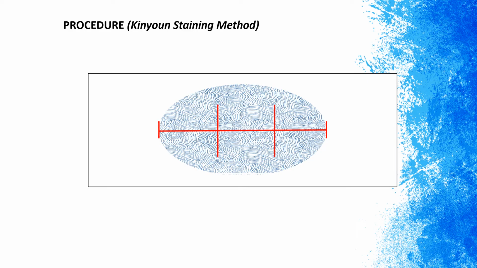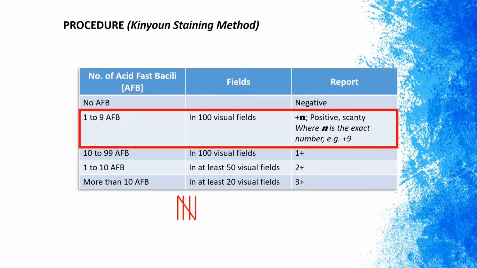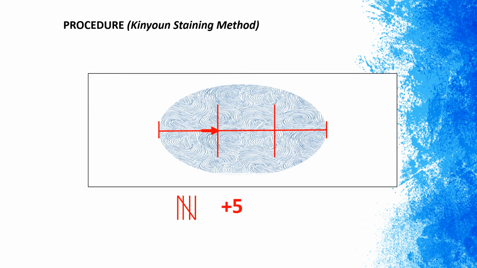Example, you were able to count 1, 2, 3, 4, and 5 AFB up to this portion. So that is equal to 100 visual fields. Going back to our table, it says here that if you were able to count 1 to 9, so we have 5 in 100 visual fields, it is reported as plus n, where n is the exact number. So how do we report our result? That would be reported as plus 5.